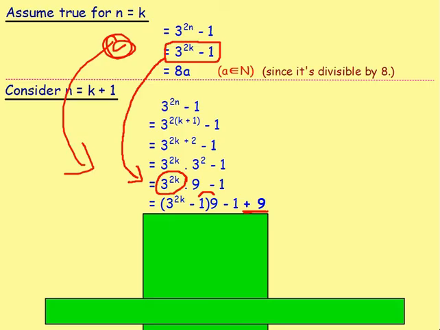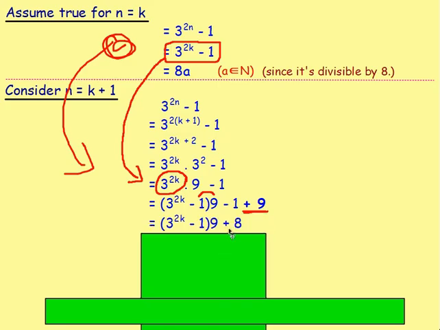Where do we go from there? Well, next, if you've got this take away 1 and plus 9, don't write take away 1 plus 9. You know that's just going to be plus 8. So we can rewrite that as plus 8. The whole point in doing that is we've got this 3 to the power of 2k take away 1, but we know from this line that we assumed to be true, that 3 to the power of 2k take away 1 is equal to 8a. So we replace this part here with 8a. So instead of 3 to the power of 2k take away 1 times 9, we've got 8a times 9, and we've still got this plus 8.